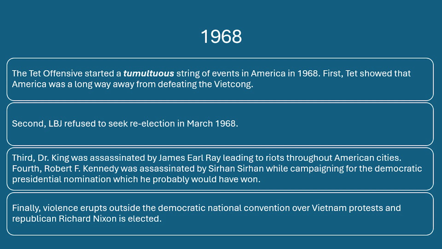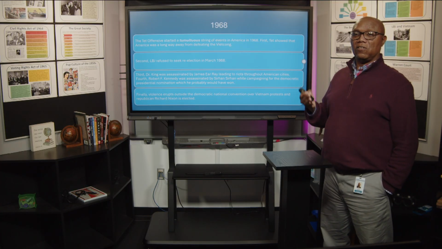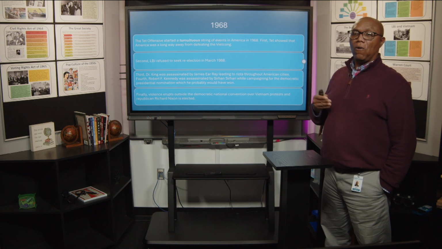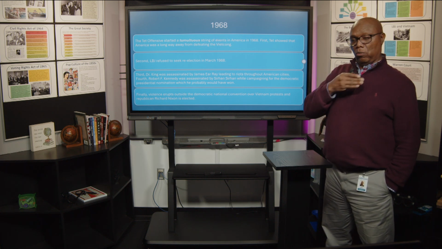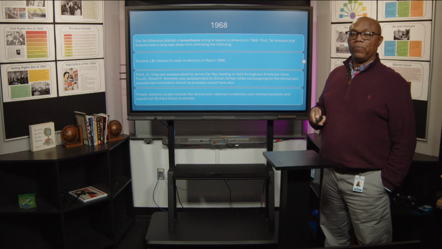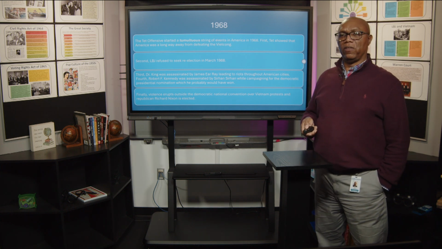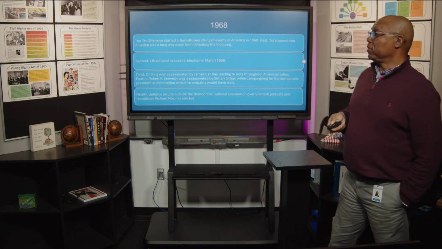Third, Dr. King was assassinated by James Earl Ray, leading to riots throughout American cities in 1968. And then fourth, Robert F. Kennedy was assassinated by Sirhan Sirhan while campaigning for the Democratic presidential nomination, which he probably would have won had he lived. After a campaign event in California, he was exiting the stage and was leaving through a hallway by the kitchen, and he's shot and killed by Sirhan Sirhan, a Palestinian nationalist that opposed Robert F. Kennedy because of Kennedy's support for the Israelis during the Arab-Israeli War.